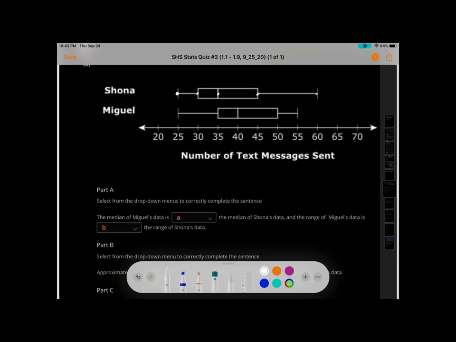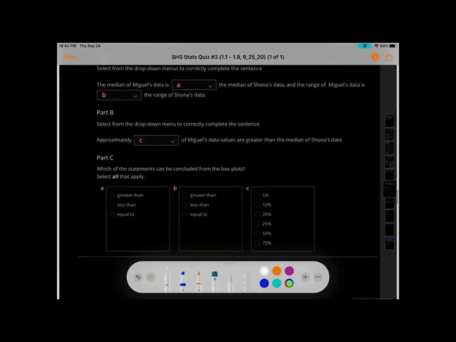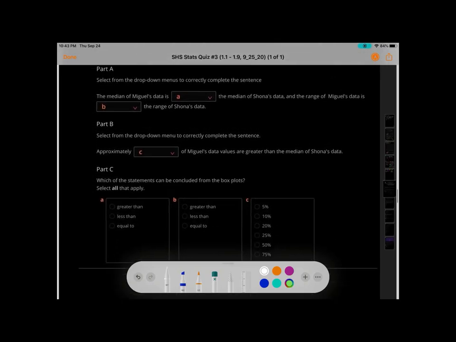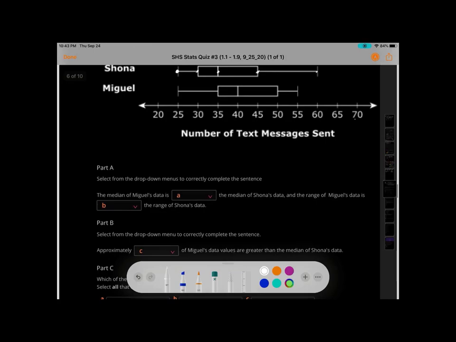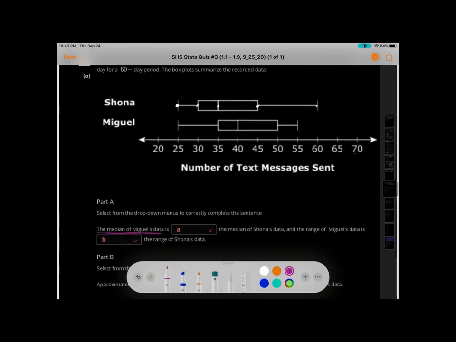Select from the drop-down menus to correctly complete the sentence. They give us the choices below here, which is the same thing as your drop-down menu. Let's talk about the median of Miguel's data. Miguel is the second one here. The median is inside the box, so that is 40. And what I like to do is really write the numbers.